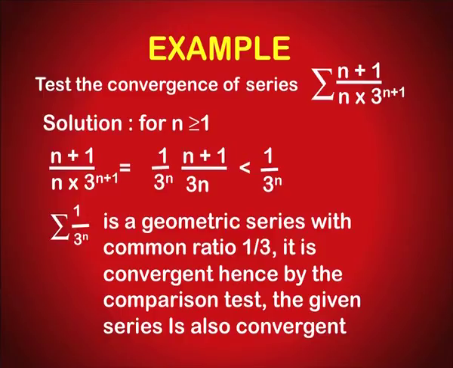For example, test the convergence of the series sigma (n plus 1) upon n into 3 to the power n plus 1. Solution: for n greater than or equal to 1, (n plus 1) upon n into 3 to the power n plus 1 is equal to 1 upon 3 to the power n multiplied by (n plus 1) upon 3n, which is less than 1 upon 3 to the power n. But 1 upon 3 to the power n is a geometric series with common ratio 1 upon 3. It is convergent. Hence, by comparison test, the given series is also convergent.